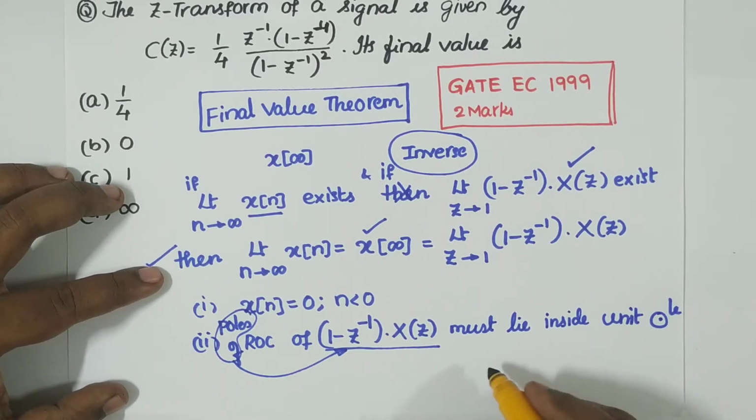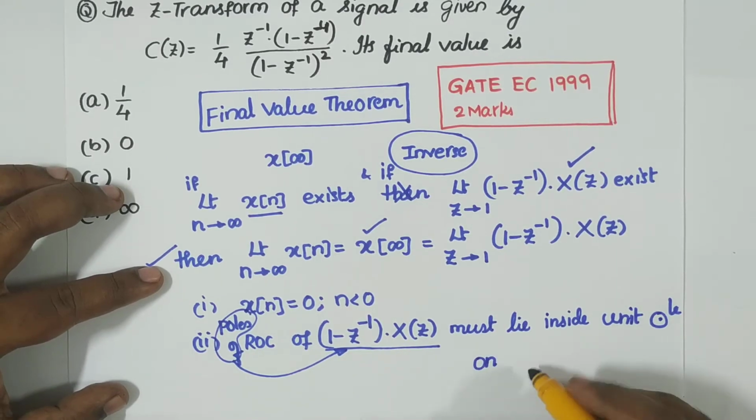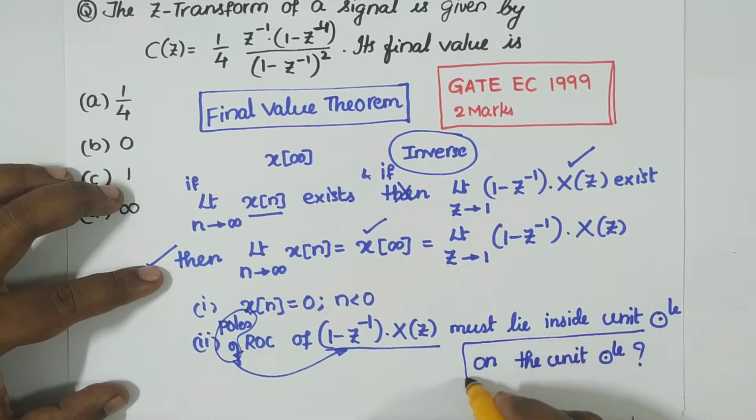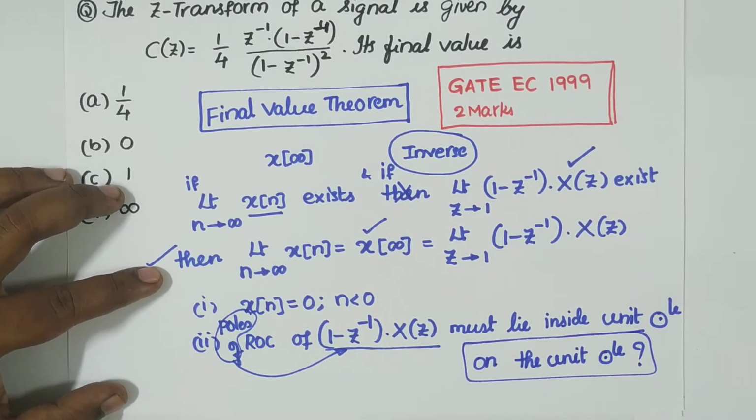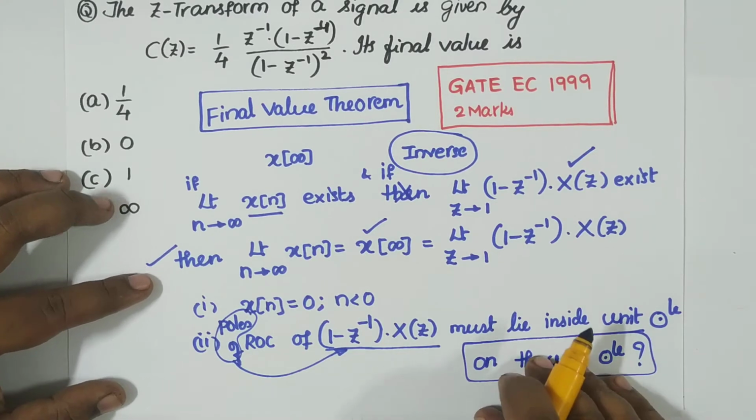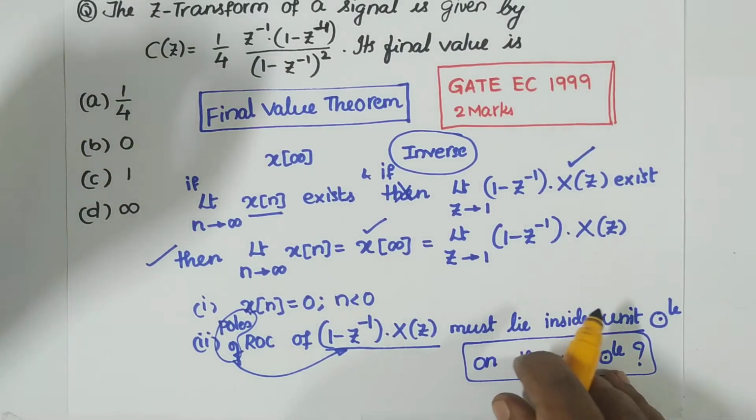Now what if I take poles on the unit circle? Is this case okay? If I have poles of this on the unit circle, is this final value theorem okay? You can comment down your answer in our comment section below.